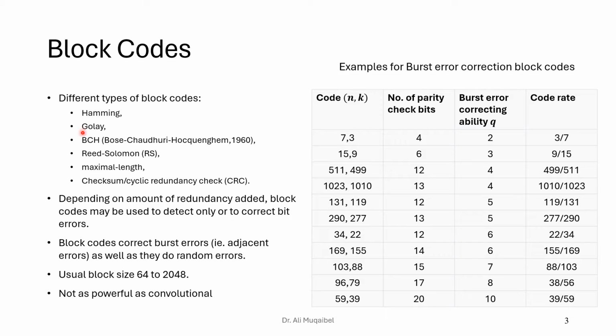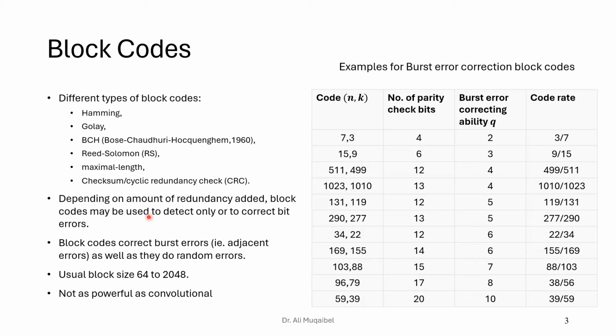We have Hamming, Golay, BCH, Reed-Solomon, maximum length, checksum, cyclic redundancy, and just name them, a lot of them. And maybe in this presentation, our objective is not to remember all of them, but just to get an idea that this is a field where people develop codes.